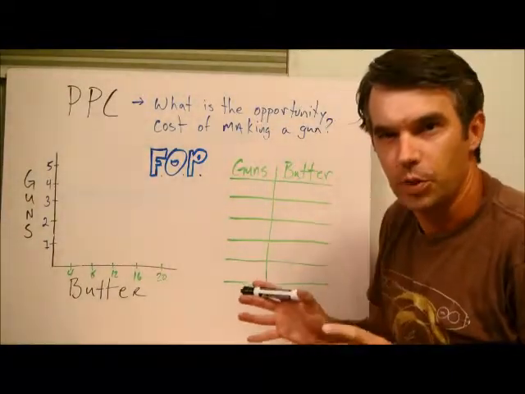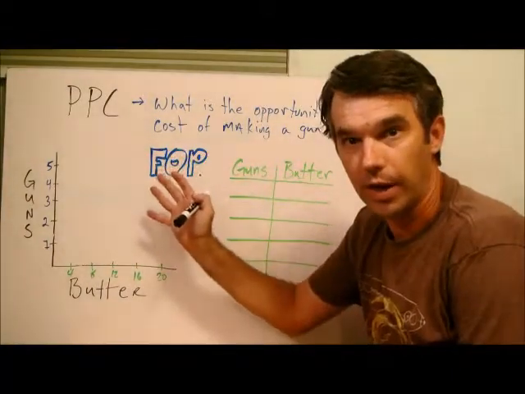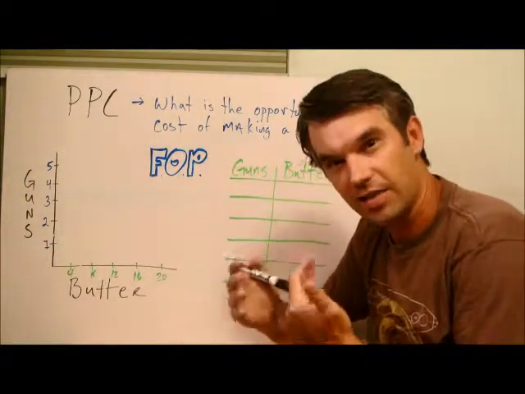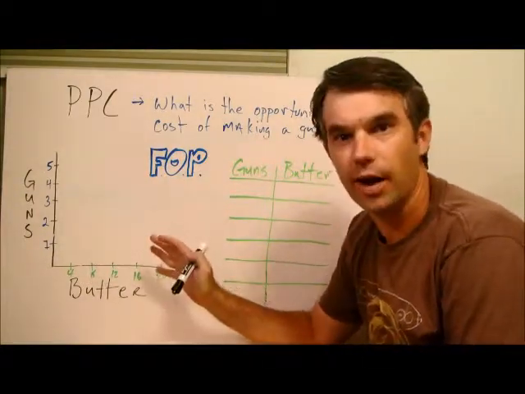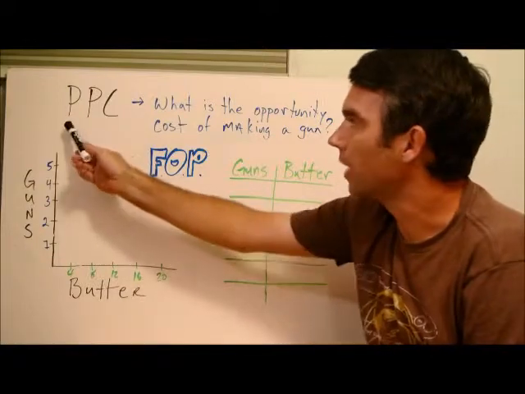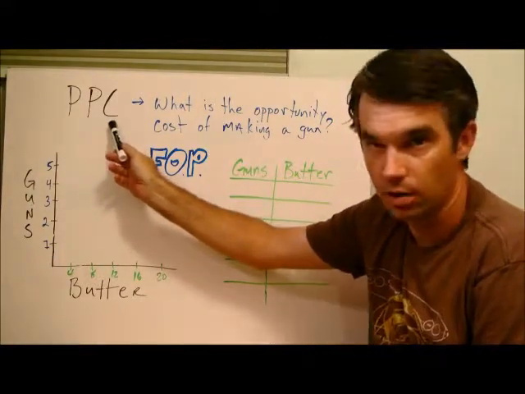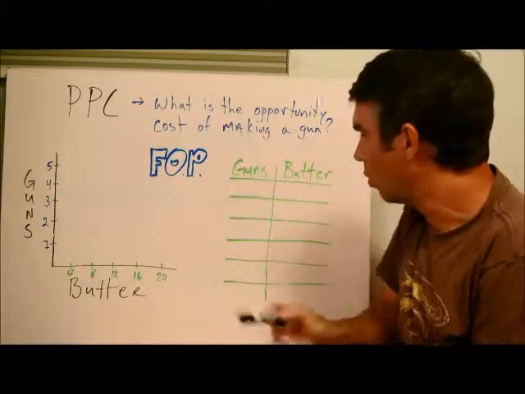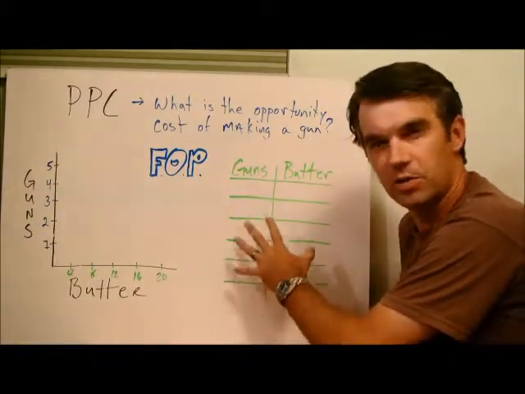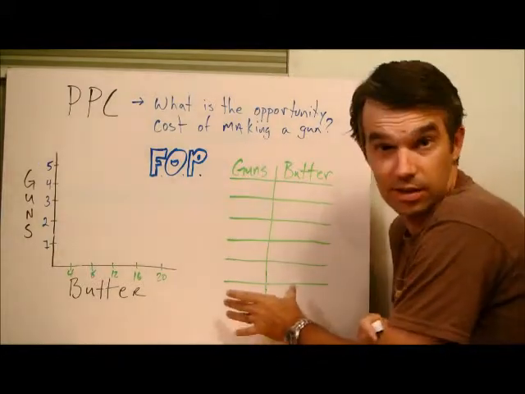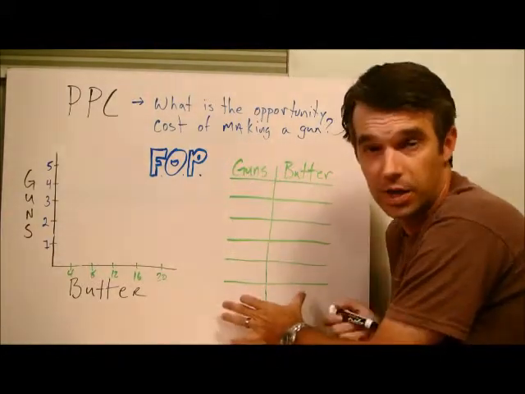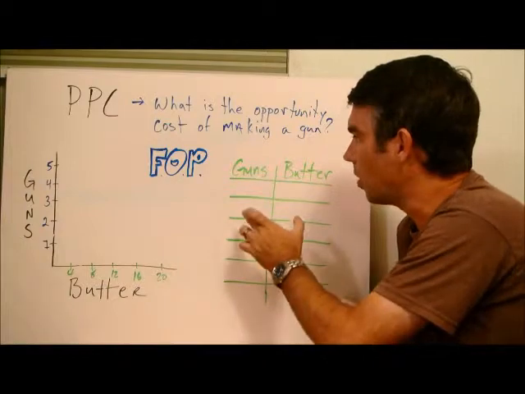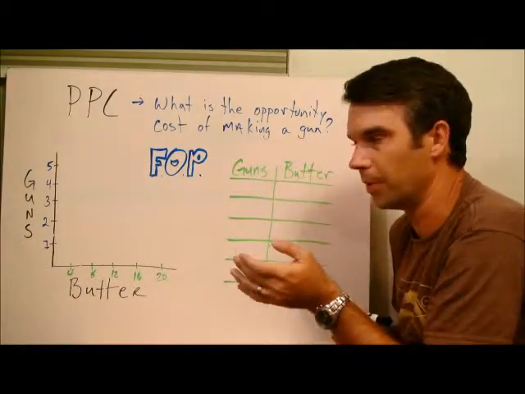Okay, so now let's put that onto the model that we're going to look at. Again, that was a lot of math and just kind of setting up. Now let's actually draw it up. So what we're looking at with the production possibilities curve is what is the opportunity cost of making a gun. We need to start over here, and we call a setup like this a table, but in economics we call it a schedule.